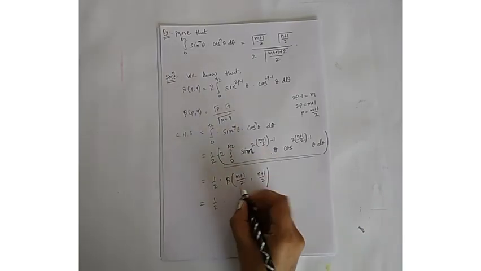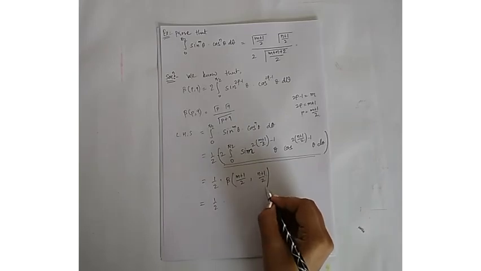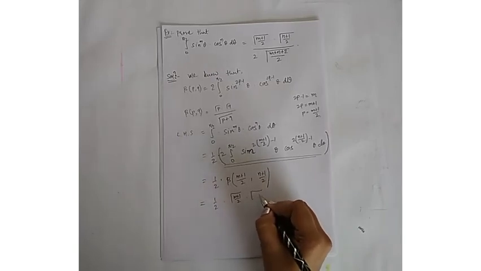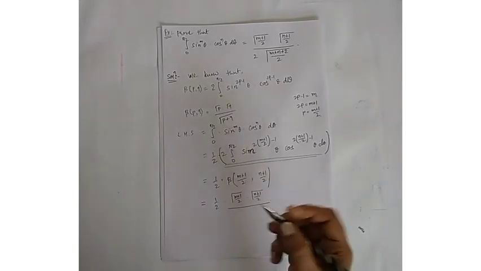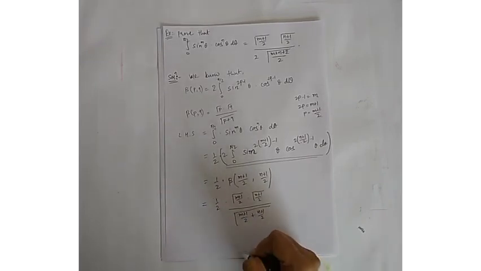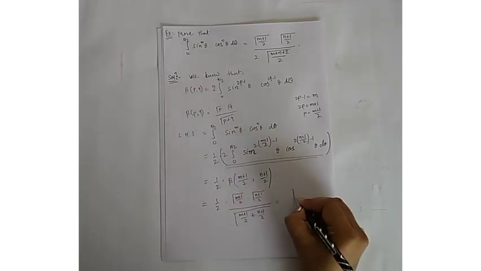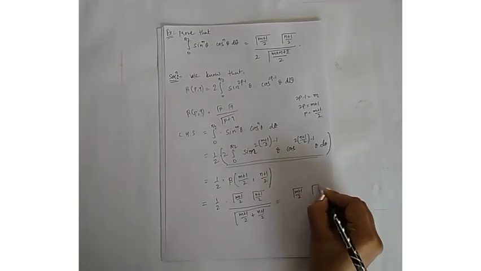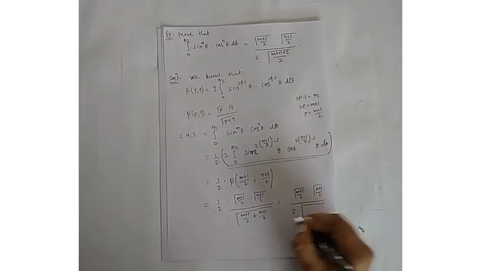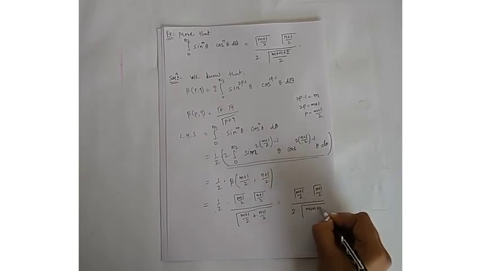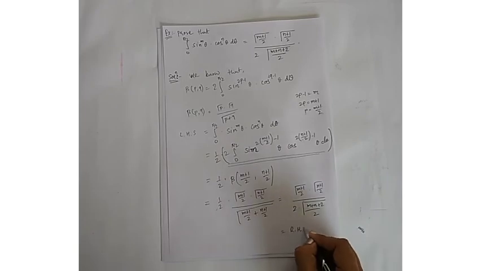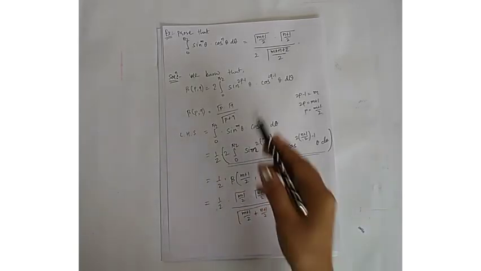So beta (m plus 1) by 2, (n plus 1) by 2 is equal to gamma (m plus 1) by 2 into gamma (n plus 1) by 2 upon (m plus 1) by 2 plus (n plus 1) by 2. Evaluate this term, we will get gamma (m plus 1) by 2 into gamma (n plus 1) by 2 upon 2 into here (m plus n plus 2) divided by 2. So hence this is my RHS. We prove this relation.